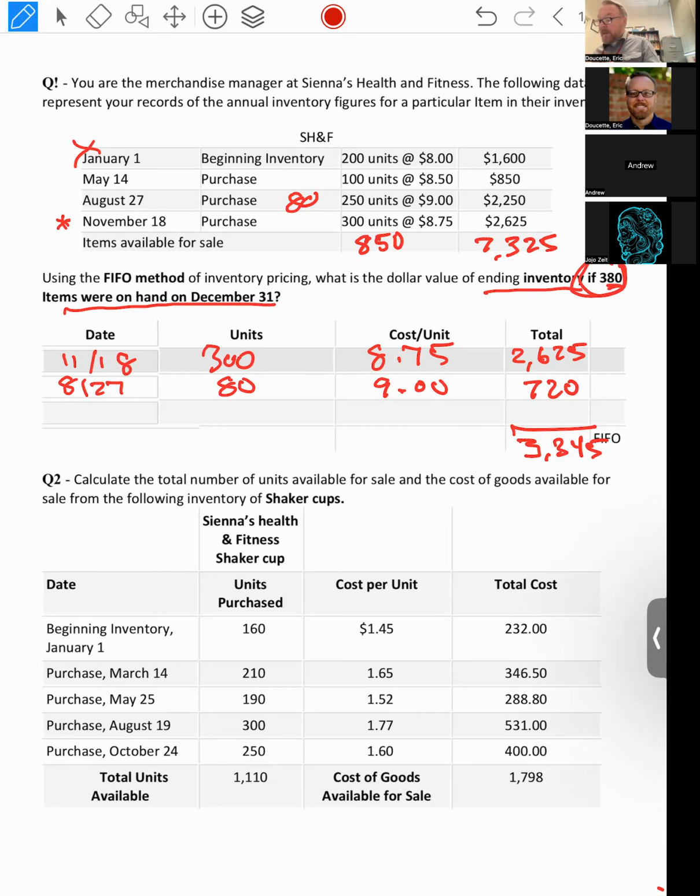So that means my ending inventory of 380 units using the FIFO method, first in, first out. So the first ones are gone. So whatever I have left is the last ones I put there. So in this case, it was the 300 from November 18th and 80 from August 27th. Everything else sold. And the dollar value of those is $3,345.